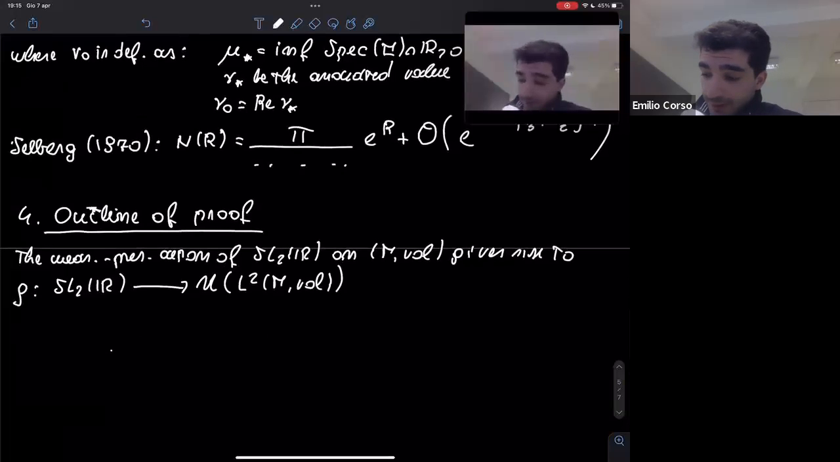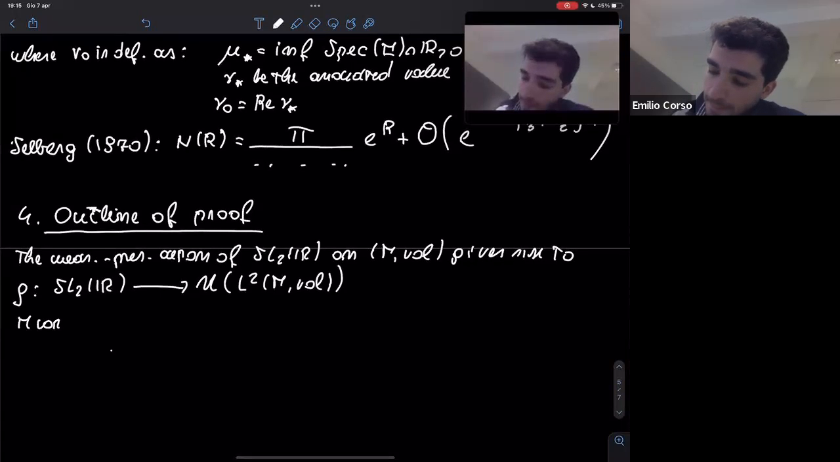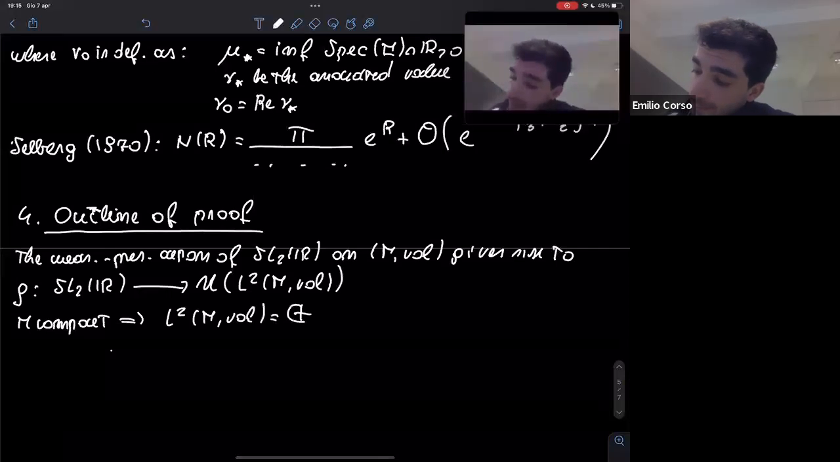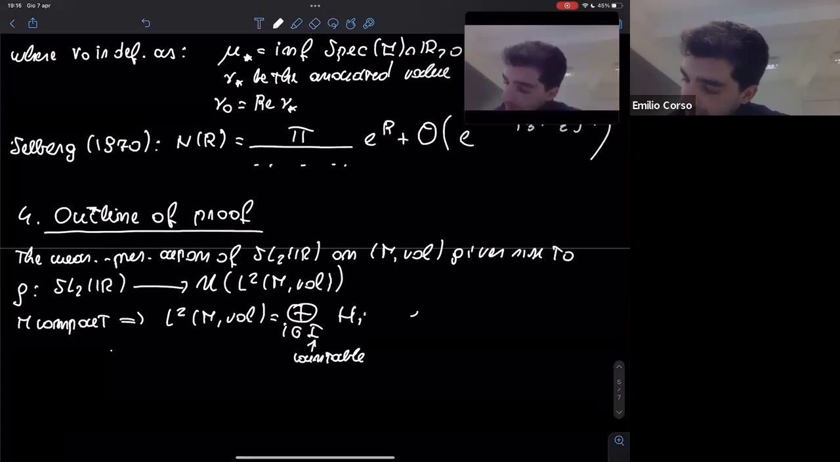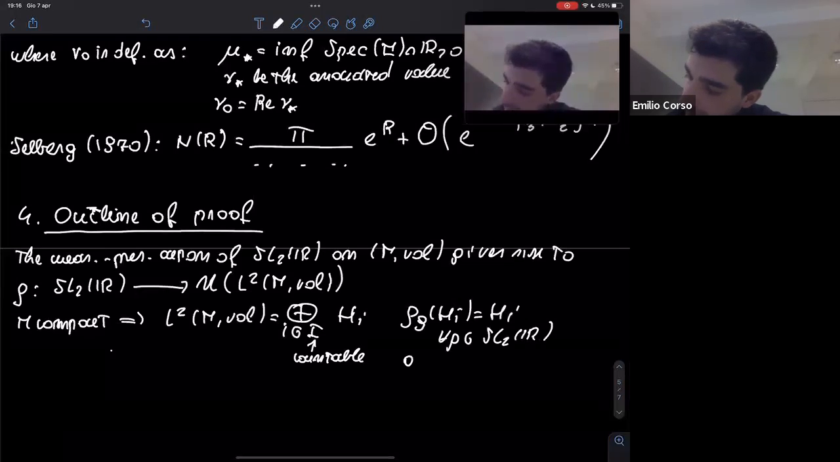By the general theory of unitary representations, I can decompose this representation, which in general would be a direct integral of irreducible representations. But since M is compact, my Hilbert space decomposes as an orthogonal direct sum over an at most countable index set of irreducible subspaces H_i. This means that H_i is invariant under the representation for any g in SL2R, and ρ restricted to H_i is irreducible.